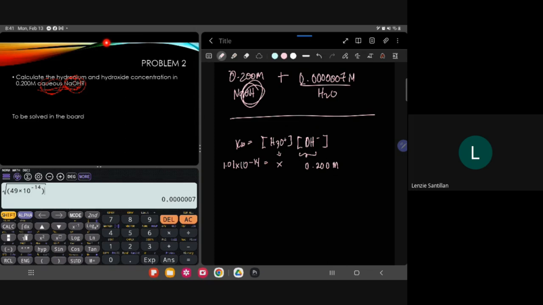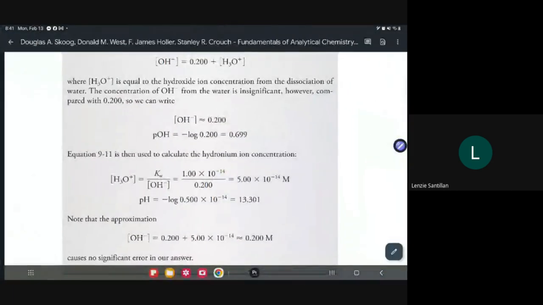So if we are going to compute X and we are going to manipulate this formula, saan ito mapupunta? If we're going to cross-multiply, bababa ito sa times 1. Hindi rin ito aalisin dito kasi siya hinahanap. So, magiging formula na, if you are going to manipulate, ay 1.01 times 10 raised to negative 14 divided by 0.200 molarity. Okay, let me check kung tama yung ating ginawa.